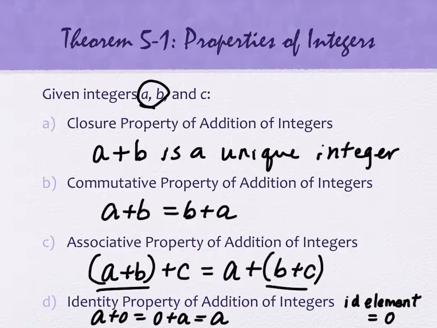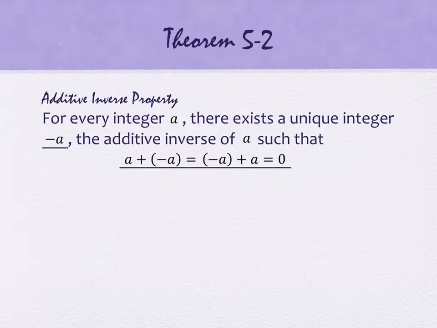And we talked about the fact that pretty much all of these are the same properties we've seen before. There's nothing new here yet about integers that we didn't have, say, with whole numbers. But Theorem 5.2 actually presents new information, and this is it. For every integer a, there exists a unique integer, the opposite of a, or negative a. It's called the additive inverse, such that a plus negative a or negative a plus a add to 0.